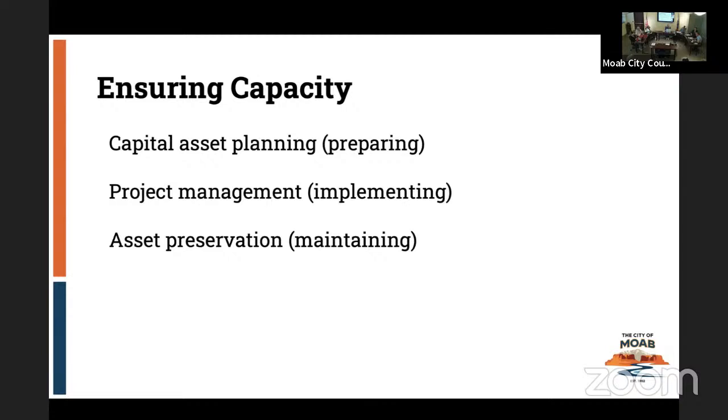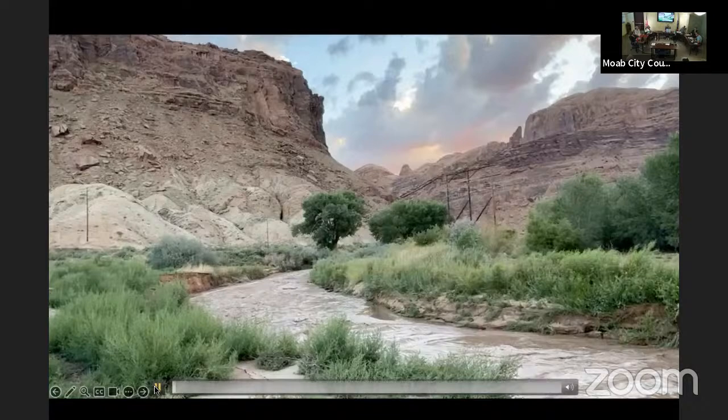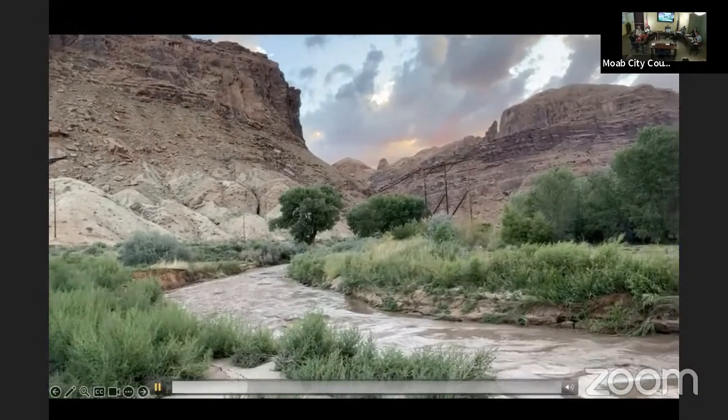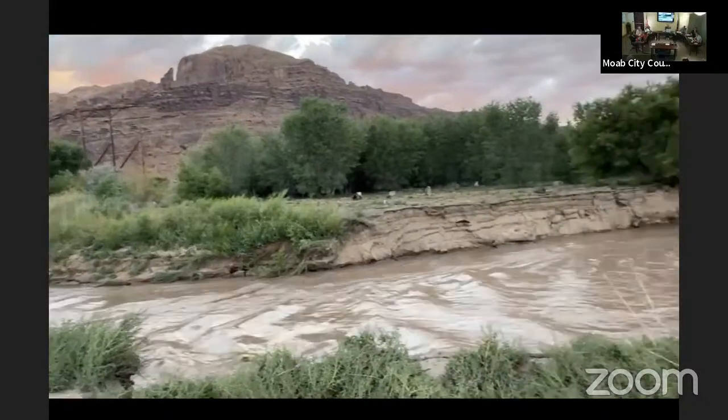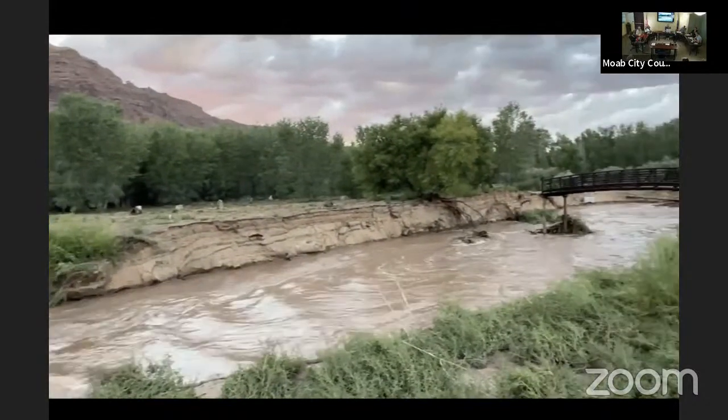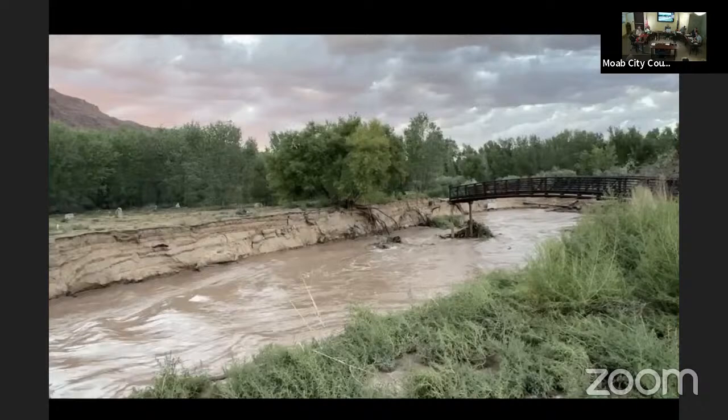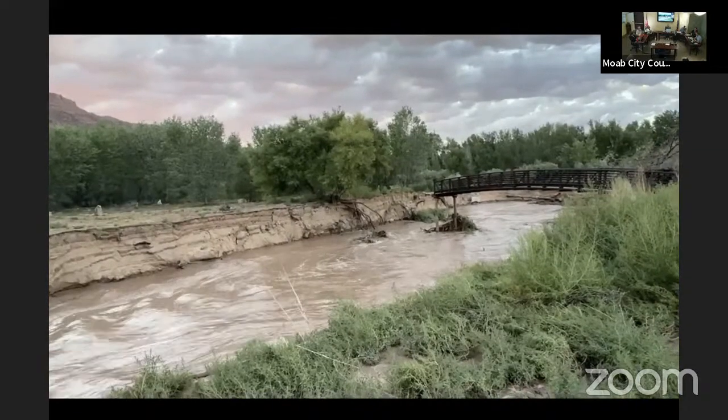With that, I leave you with this moment of Zen. There you have it. That's the pedestrian bridge we're hoping to move over to the Episcopal Church. But it was quite the impressive Class 2 rapid there in the wetlands the other day.